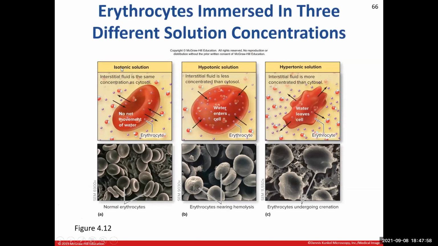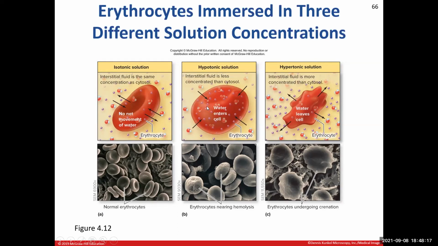Here is our isotonic solution. We have the same number of solutes inside the cell compared to outside the cell. So that means the water concentration is the same inside the cell and outside the cell. No net movement of water. Nothing happens. Boring.